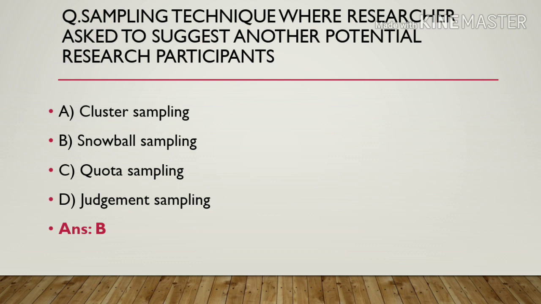The sampling technique under which the researcher asks the research participant to suggest another potential research participant is. Options are cluster sampling, snowball sampling, quarter sampling and judgment sampling. Here we are having 4 sampling methods and the answer is snowball sampling, that is option B. Let's have the discussion of these 4 sampling methods.